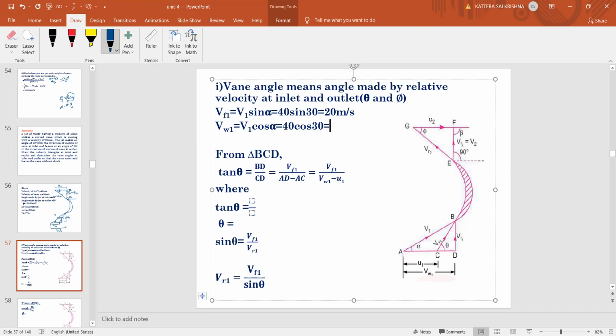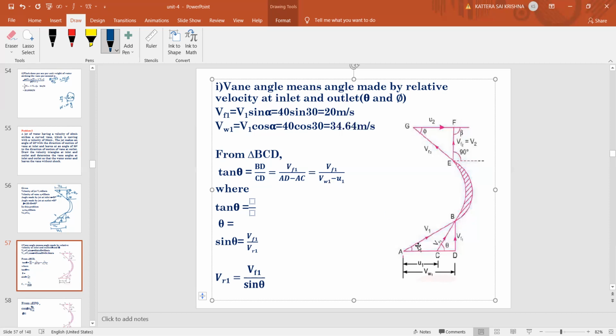Which one is correct, 36.64 or 34.64? Check it once, both of you. 34.64 meter per second. So 34.64 is VW1.